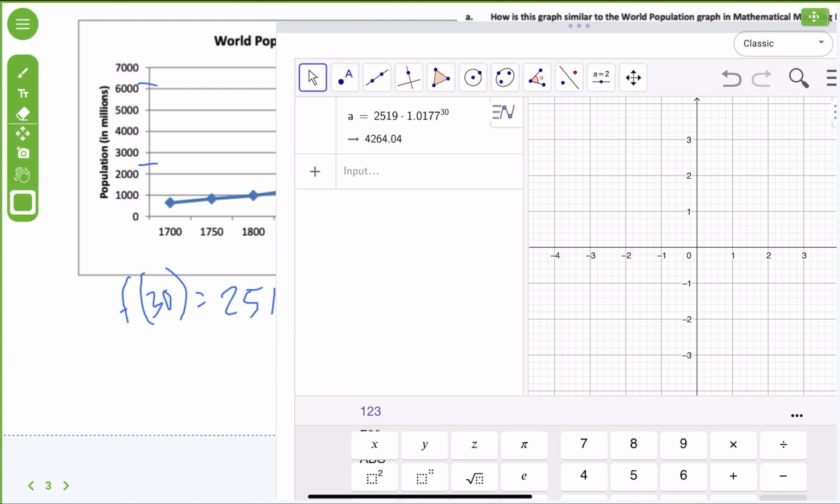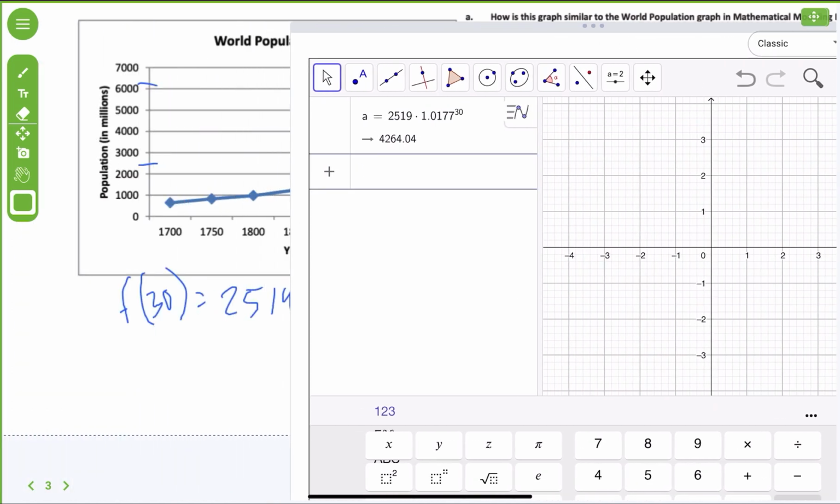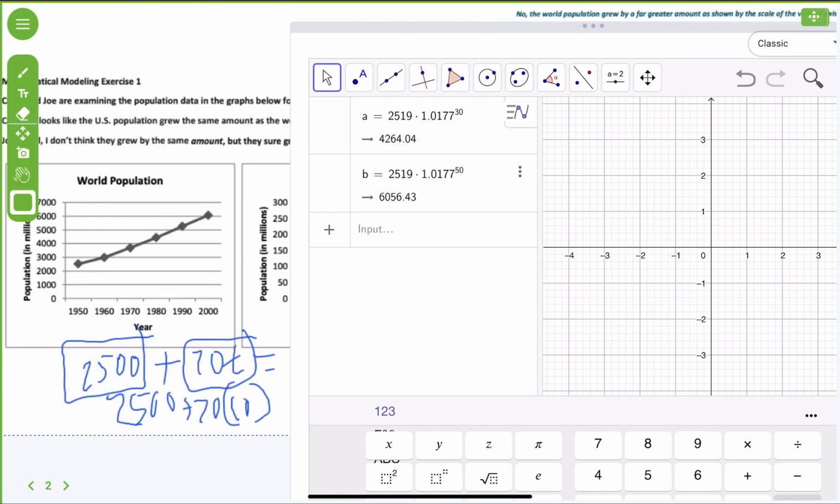Now, if we talk about our next value, which is 2000, which is going to be 50 years after 1950, we're going to have 1.0177 to the 50th, which is 6,056. Let's look at it for 2000 on the previous graph. Well, that's pretty close. 6,056 is just above the 6,000 mark, and this seems to be resting just above the 6,000 mark. So yeah, that formula looks really good compared to the 1950 to 2000 graph.